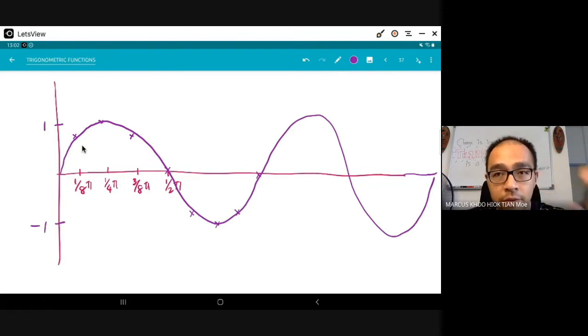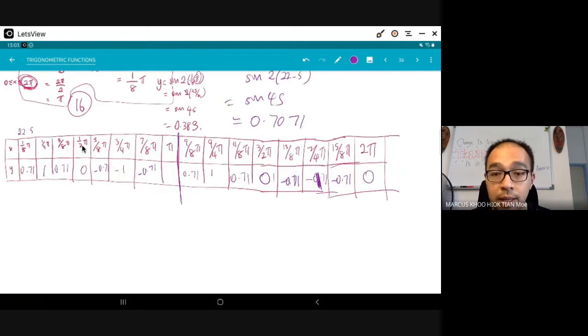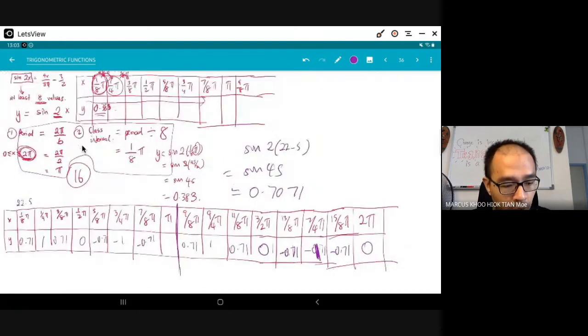Now if you haven't finished drawing the graph, let me pause for a while. Let's pause for a moment. I just want to teach you how to do the second part, which is to find the solution. So we know that the algebraic equation is y equals 4x over 3 pi minus 3 over 2.